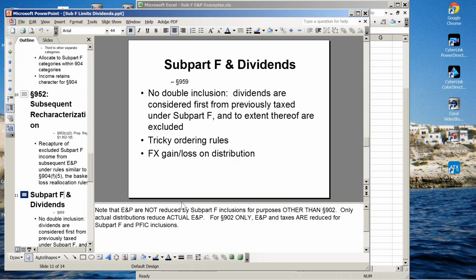The ordering rules in Section 959 are tricky, as between 956 and 954 inclusions. So you need to look at those when you're looking at a dividend to make sure you're applying them the right way.